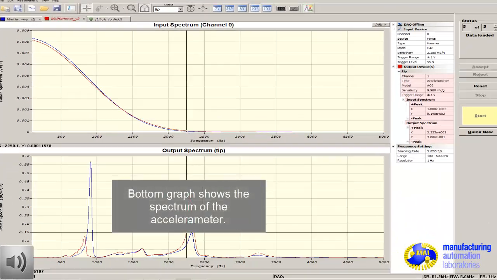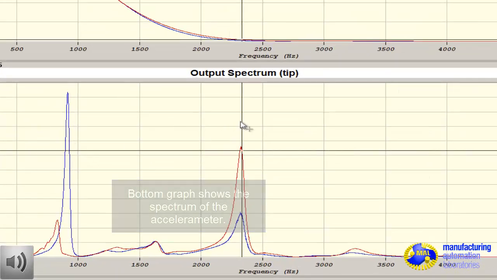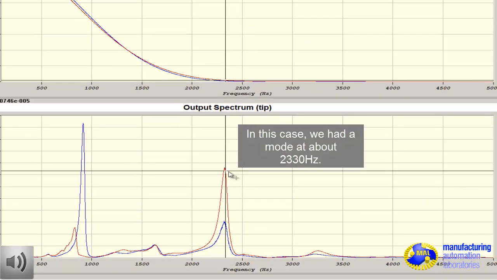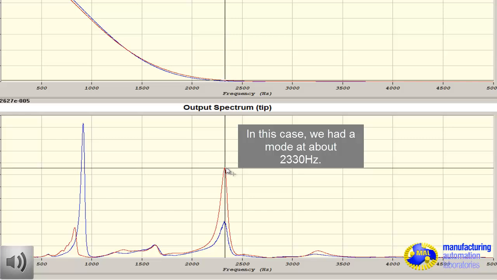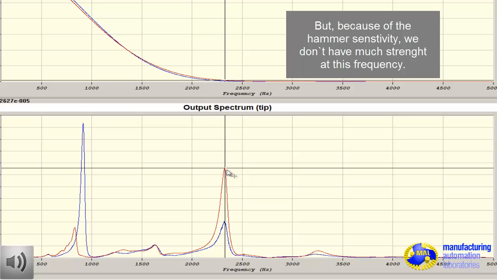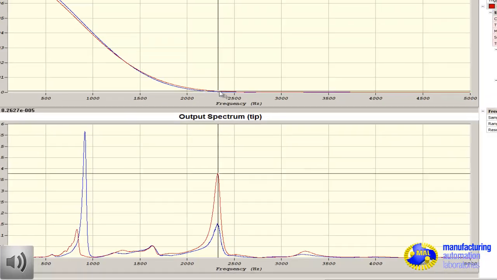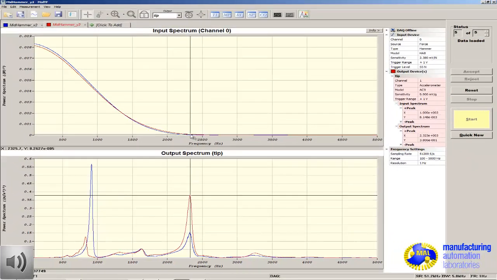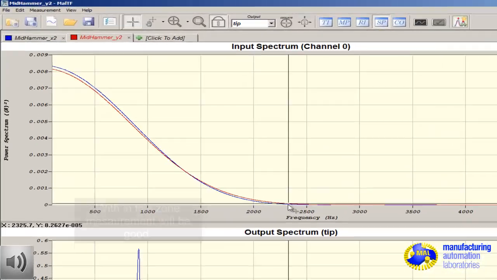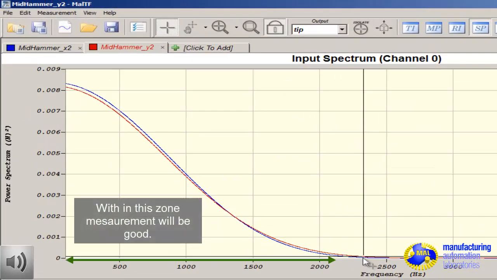But we have a mode. The bottom graph shows the spectrum of the accelerometer or vibration. We have a mode at 2325 Hz. But we don't have much strength at this frequency contributed by the hammer. This will create a problem in estimating the stiffness of the machine. But within this zone, the measurement will be good.